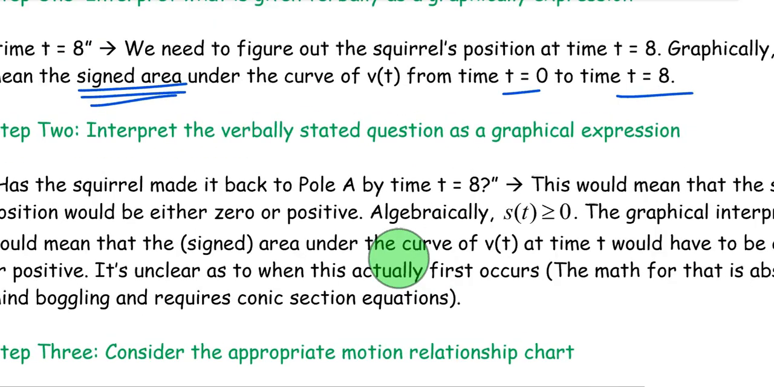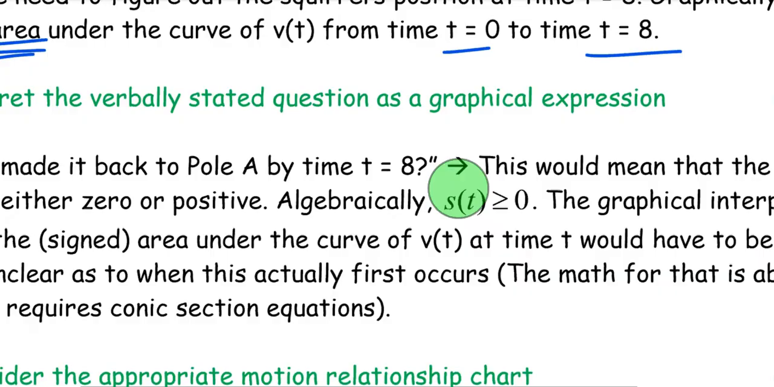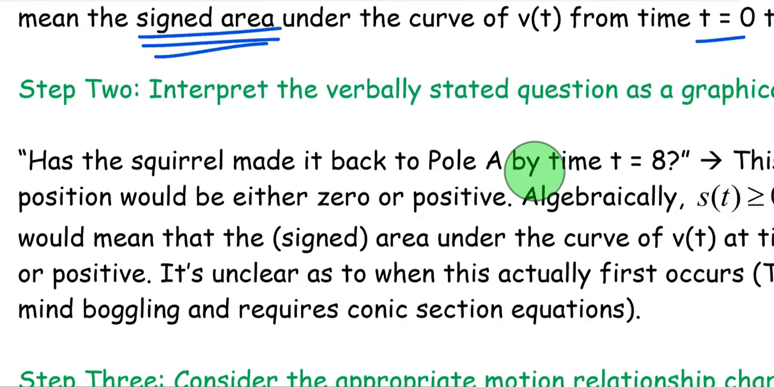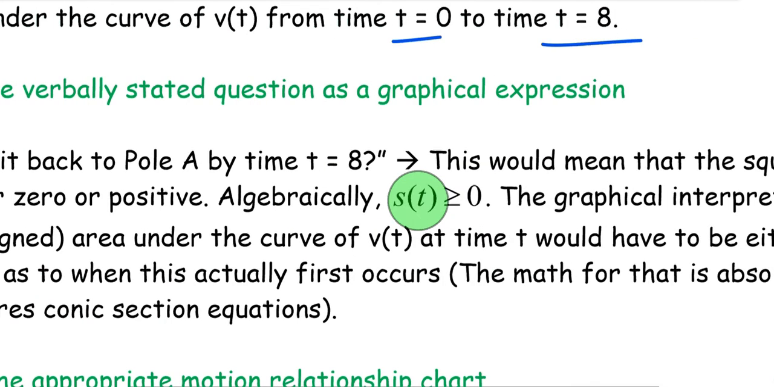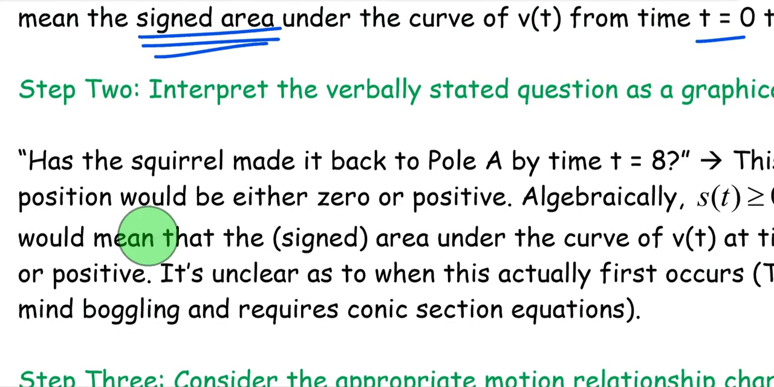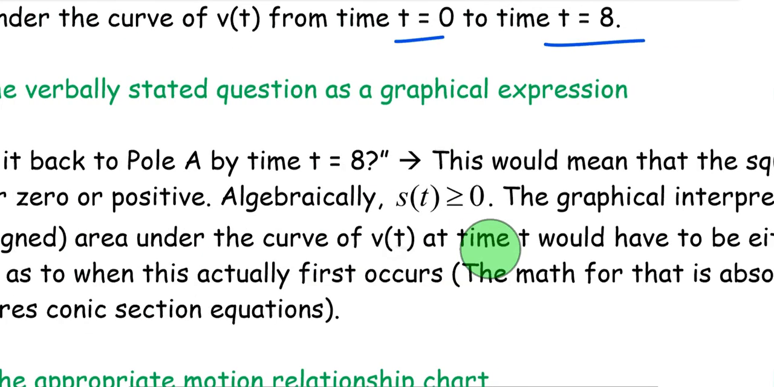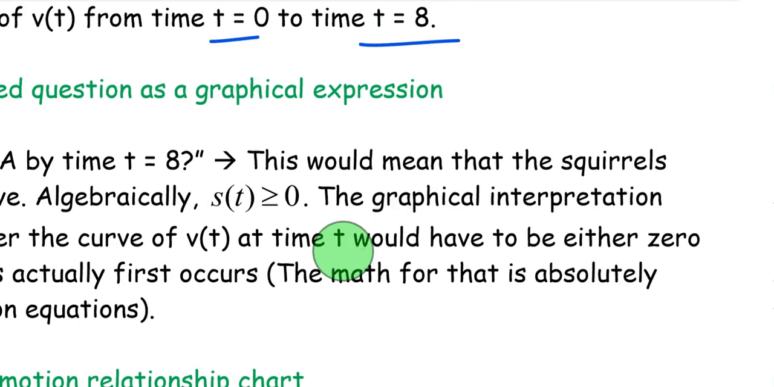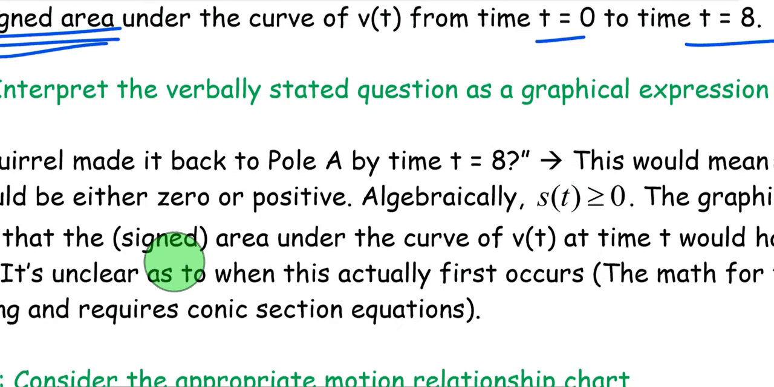Okay. Step 2 is to interpret the verbally stated question as a graphical expression. Has the squirrel made it back to pole A by time t equals 8? This would mean that the squirrel's position would be either 0 or positive. So its position has to be 0 or positive for it to make it back. Algebraically, s of t is bigger than or equal to 0. The graphical interpretation of this would mean that the signed area under the curve of v of t, which gives you the integral of velocity, which is position, at time t would have to be either 0 or positive.